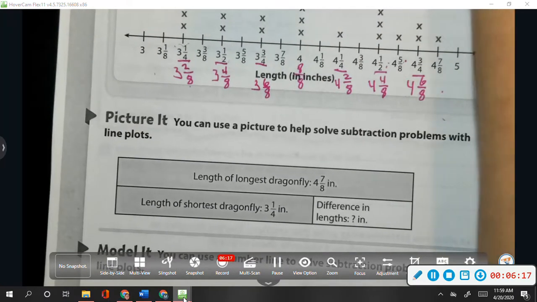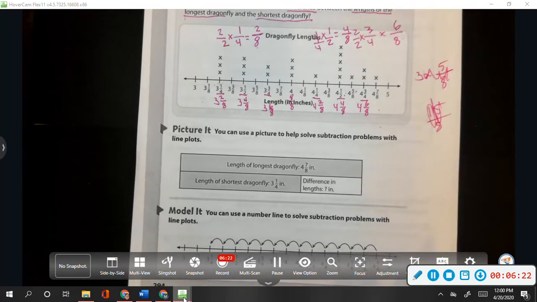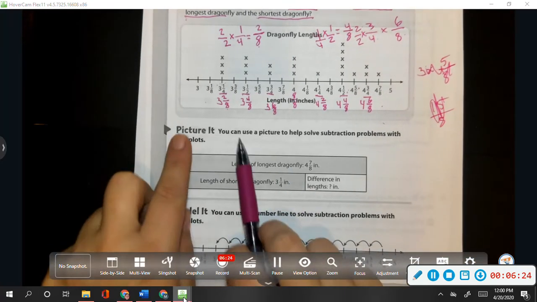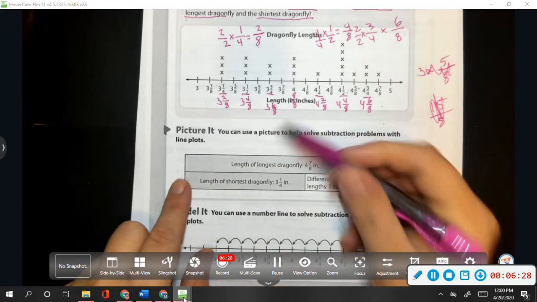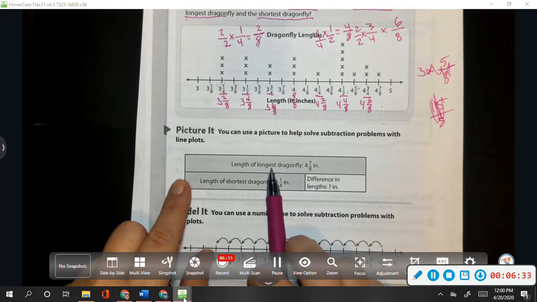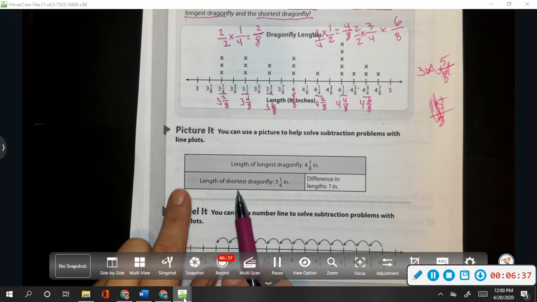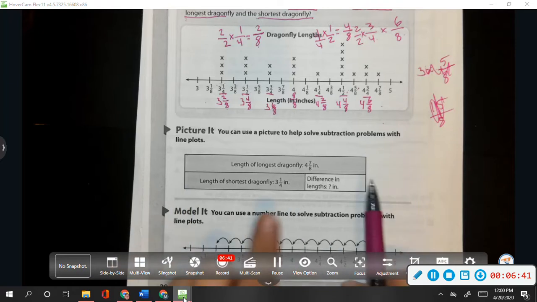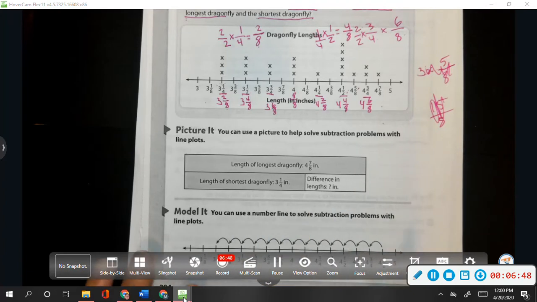Anywho, back to the problem at hand. Finding the difference of the longest dragonfly and the shortest dragonfly. They gave you a model here. They said that this top bar is equivalent to 4 7/8, which is the longest dragonfly. And then down here, this part is representing the length of the shortest dragonfly, 3 1/4. The difference in lengths is what we do not know.